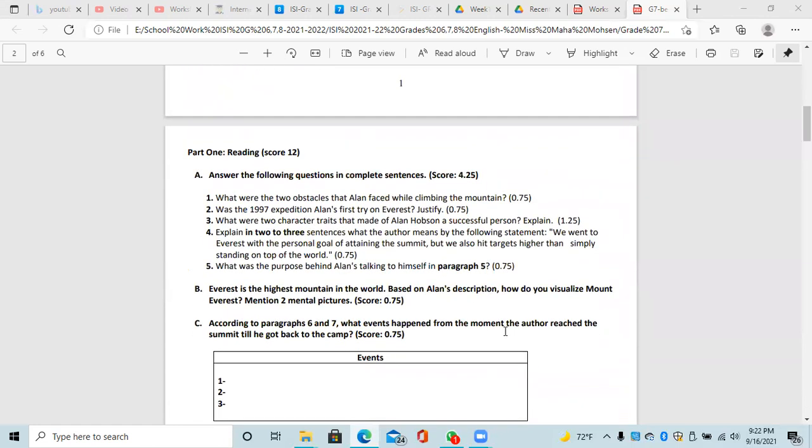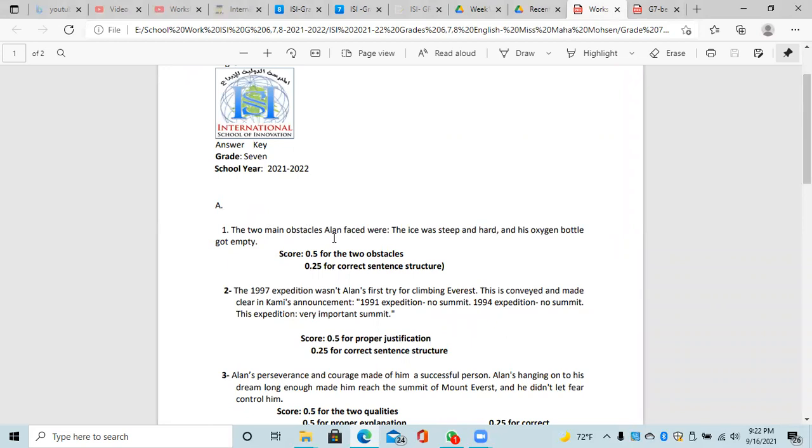In the first part, you have to answer the following questions in complete sentences. Number one, what were the two obstacles that Alan faced while climbing the mountain? Let's see the answer. The two main obstacles Alan faced were the ice was steep and hard, and his oxygen bottle got empty. So Alan Hobson was climbing the mountain and he faced two obstacles. Number one, the ice was steep and hard, and his oxygen bottle got empty.